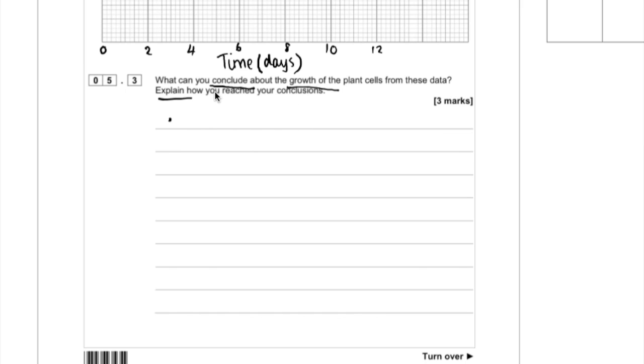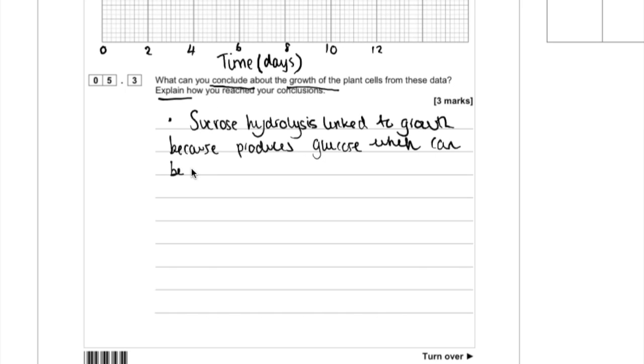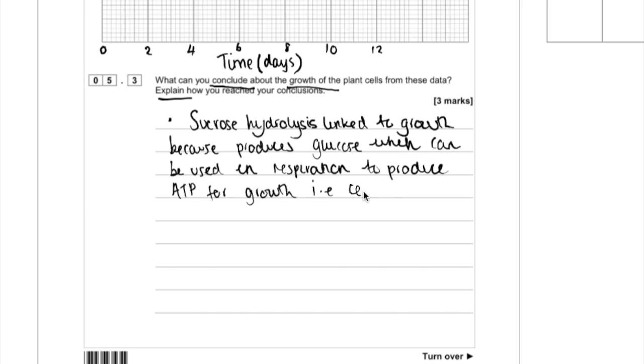So how is sucrose hydrolysis linked to growth? Well, it might be that when sucrose is hydrolyzed, you release glucose and fructose, as we've established in the earlier part of the question. So perhaps this glucose can then be used for respiration to produce ATP, which is going to release energy for use in reactions to do with growth, such as cell division. So now we've said that when there's a high sucrose hydrolysis, we've got a high growth.